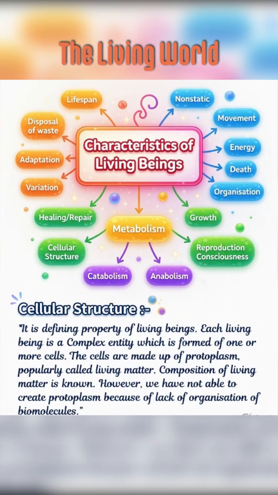Each living being is a complex entity which is formed of one or more cells. The cells are made up of protoplasm, popularly called living matter. The composition of living matter is known, however, we have not been able to create protoplasm because of the lack of the organization of the biomolecules. Protoplasm and cellular structure are absent in viruses actually. Viruses have a dual nature: they act as living when they have a suitable, compatible host, and when they don't find a compatible host, they become non-living.